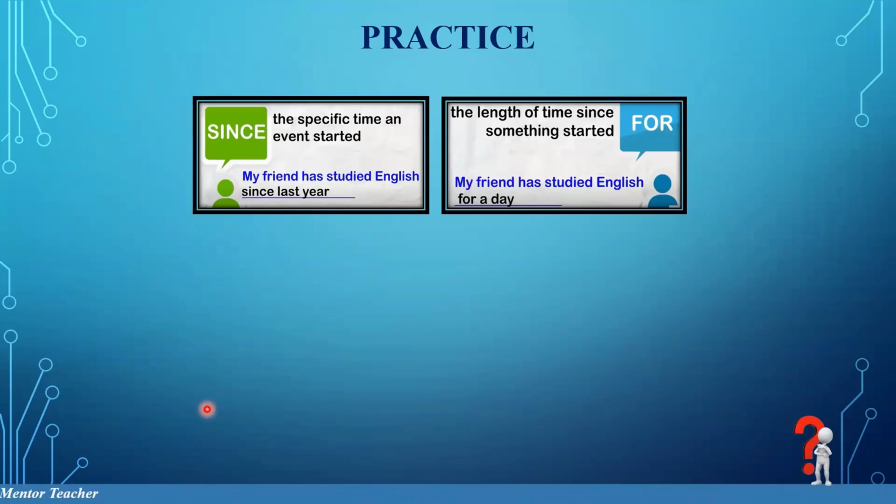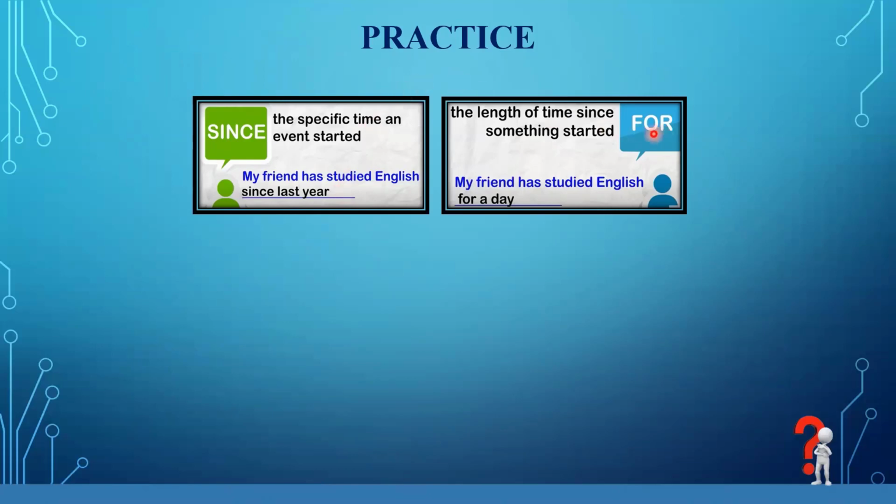So before getting into the practice, I would like to inform you briefly about the use of "since" and "for". So we use "since" for the specific time the event started. So when did the event start? Let's take a look at an example. My friend has studied English since last year. So since last year, his friend started studying English, right?